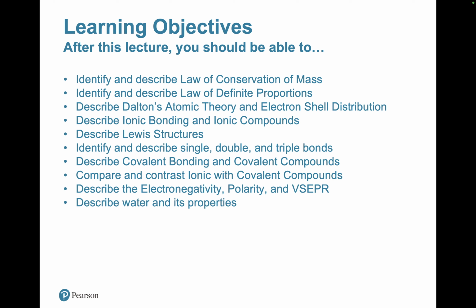We'll finish it off with the identifying of single, double, and triple bonds, and then describing covalent bonds and covalent compounds, and comparing and contrasting what ionic and covalent compounds are, and then electronegativity, polarity, VSEPR, and then describing water and its properties. So we'll probably stop right around here. Can you see my mouse? I don't know if you can or not, but I think you can. So we'll stop right about here for today.